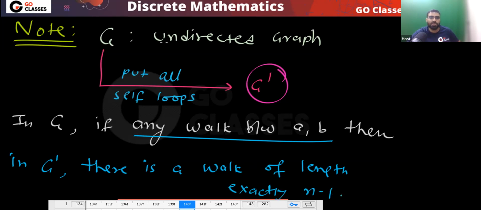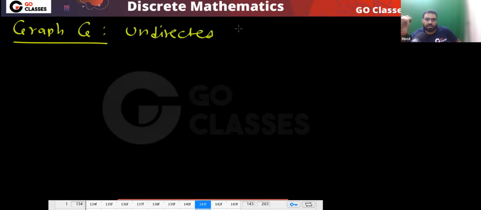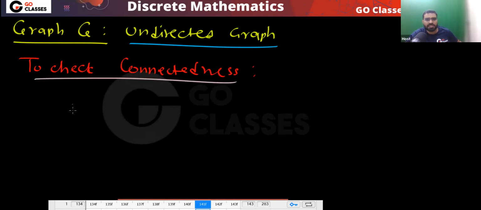And this point is actually useful. I will show you how this is useful. Your graph G is an undirected graph. Now, how will this point be useful? To check connectedness, whether it is connected or not, what you can do is simply this.